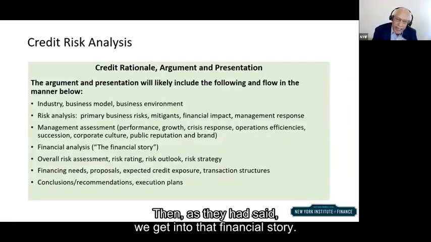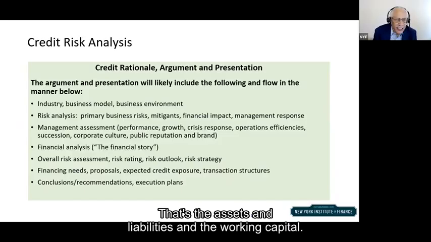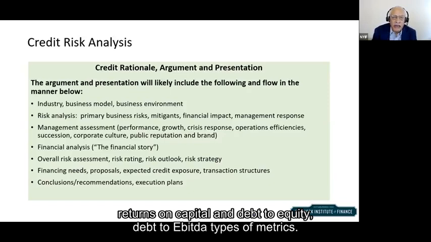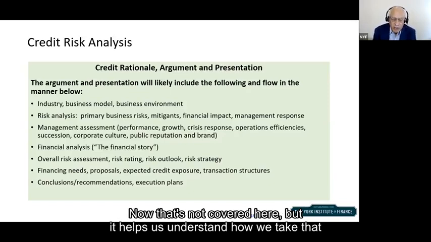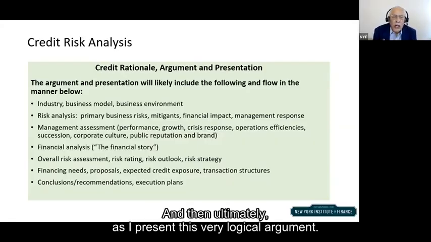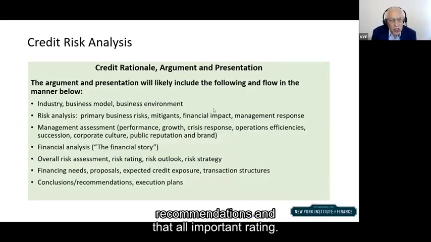Then, as I had said, we get into that financial story. That's the profits and earnings and the operating cash flow. That's the assets and the liabilities and the working capital, the fixed assets, productivity, cost control, operating profitability, returns on capital, and debt to equity, debt to EBITDA types of metrics. Now, that's not covered here, but it helps us understand how we take that information to form that integrated story. And then ultimately, as I present this very logical argument, I can fairly smoothly come up with conclusions and recommendations and that all-important rating.